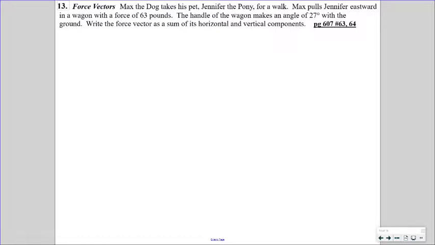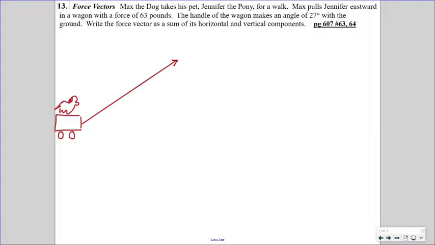Okay, so here's what's happening. Jennifer's in a wagon, and Max is pulling the handle of the wagon with a force of 63 pounds. We're going eastward, which means we're going to the right. Let's imagine that this is the handle of our wagon, and then the wagon's like over here, right? With our pet pony in it.